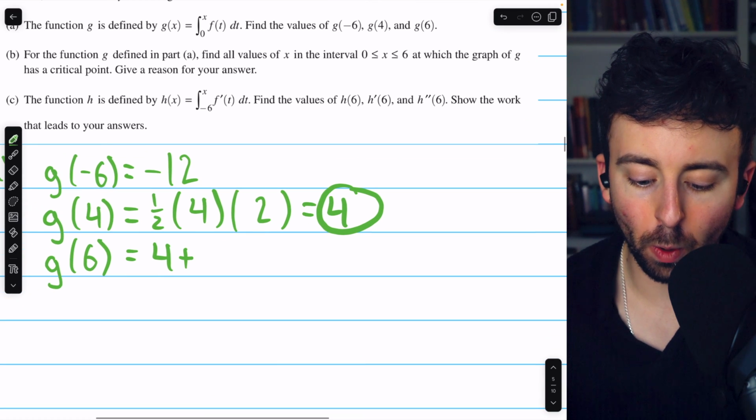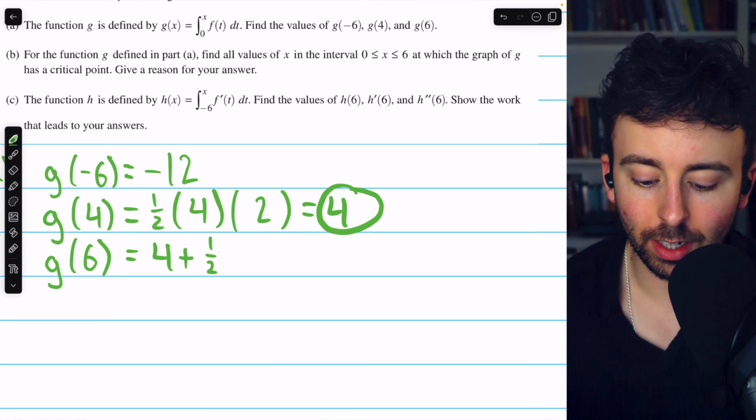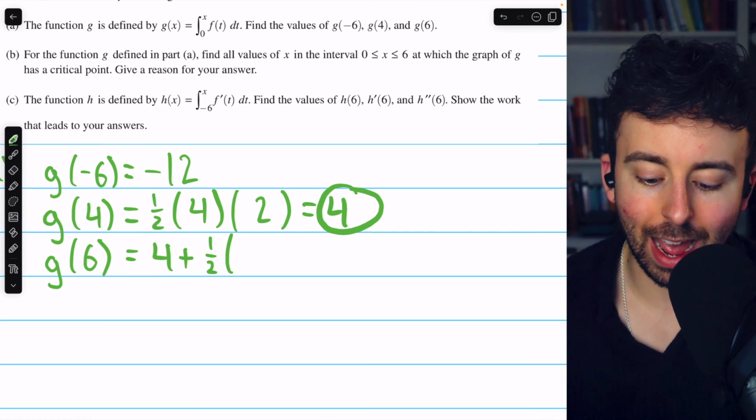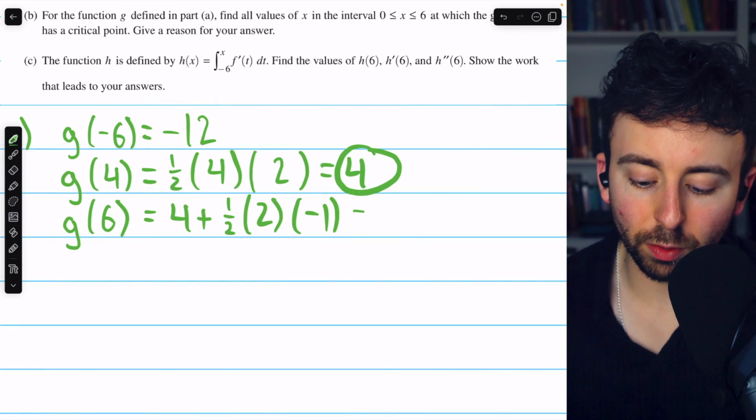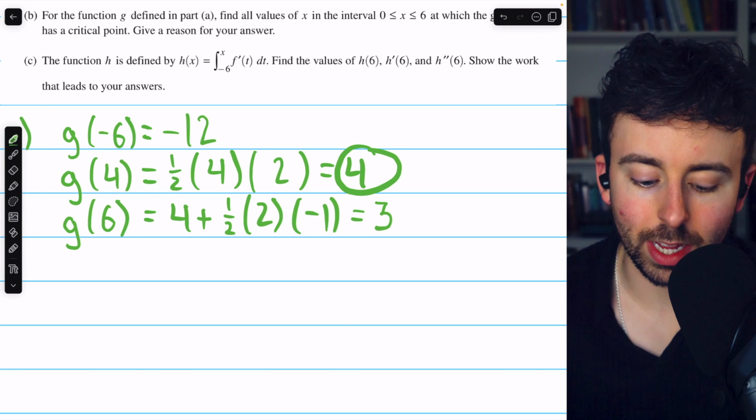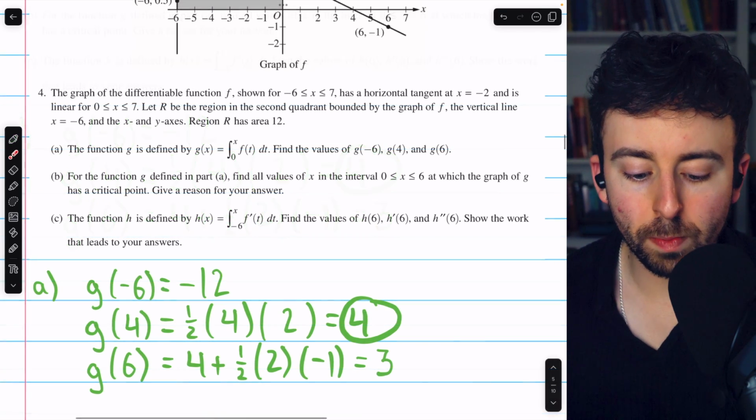So this is going to be 4 plus 1/2 times the base of 2 times the height of -1. So this is 4 minus 1, which is 3. That is g of 6. On to part B.